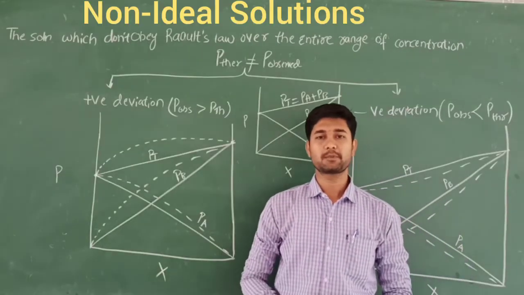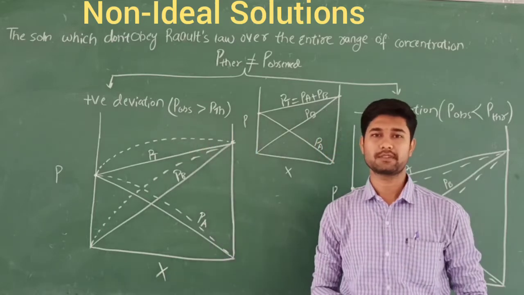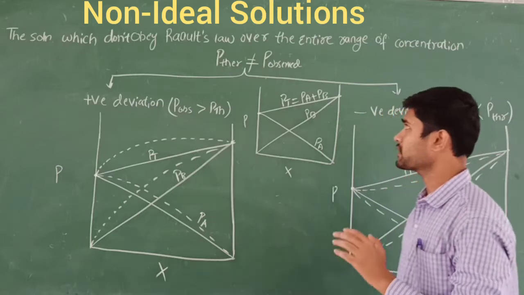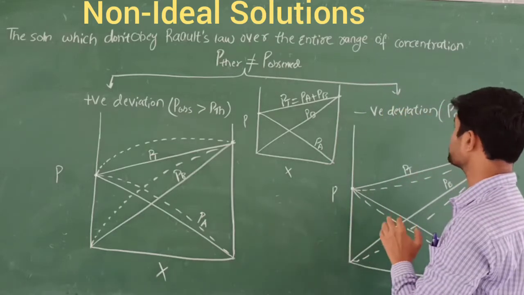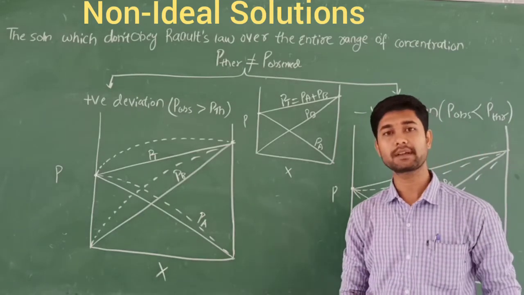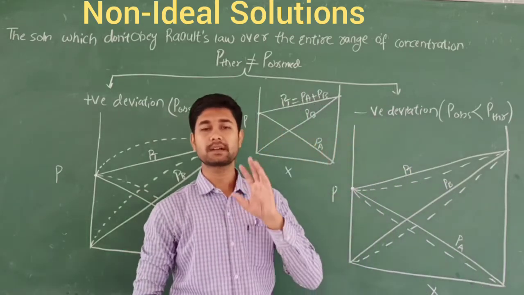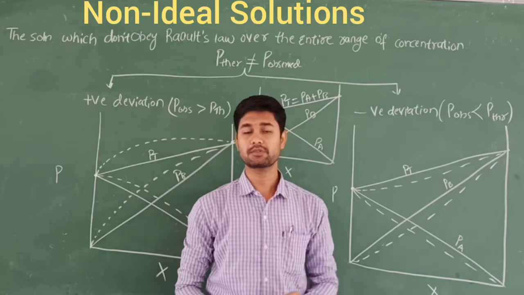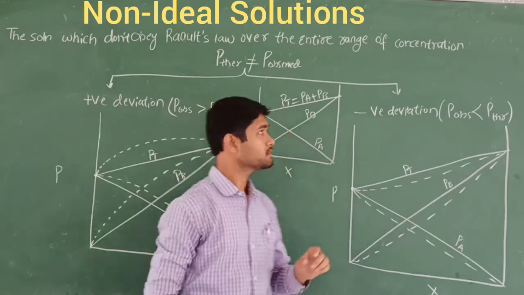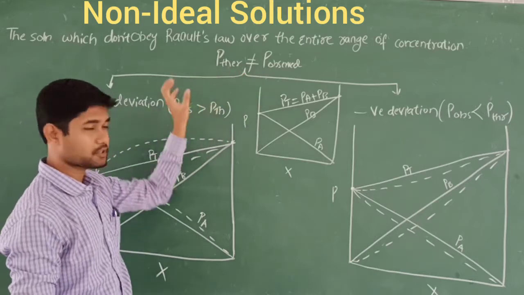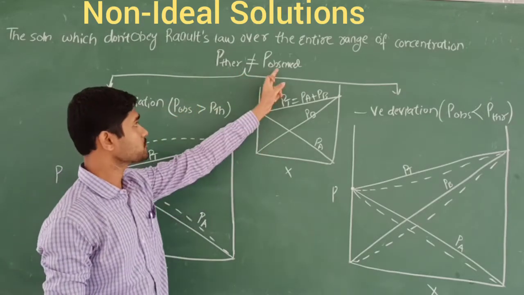Let us discuss the non-ideal solutions. Obviously, the non-ideal solution is one which does not obey Raoult's law over the entire range of concentration. You know that in an ideal solution, the theoretical pressure must be equal to the observed pressure, right? So that is the ideal solution. In this case, what happens? The theoretical pressure is not equal to the observed pressure.